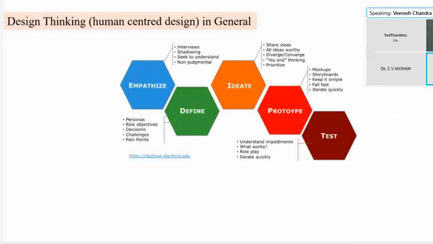Okay, so this is what the ideate process is. Finally, using different methods, mockups, storyboards, then other iterative options, we can build the prototypes.